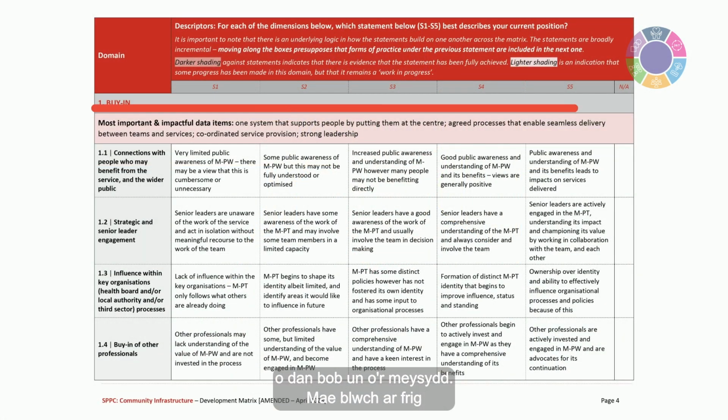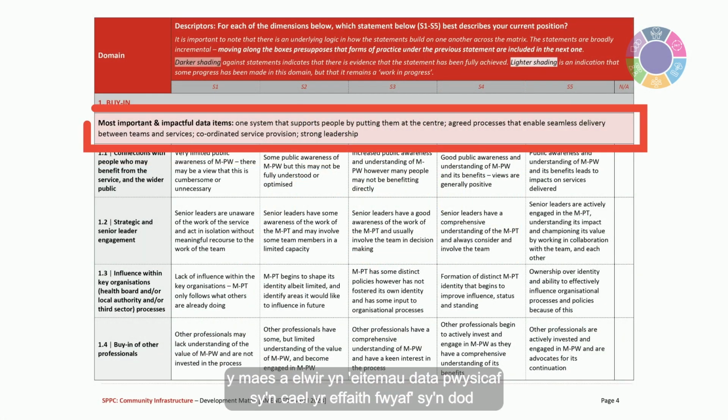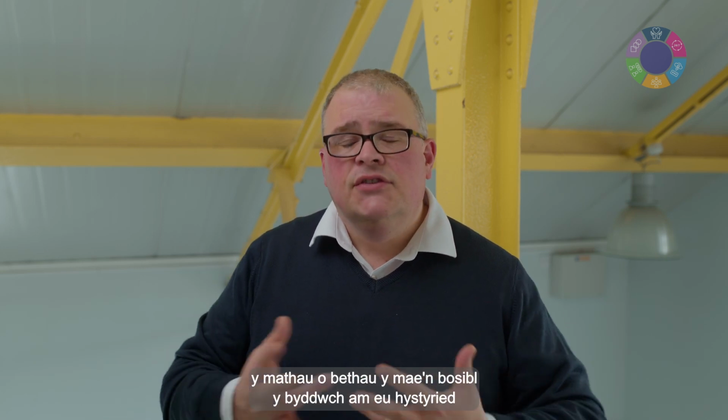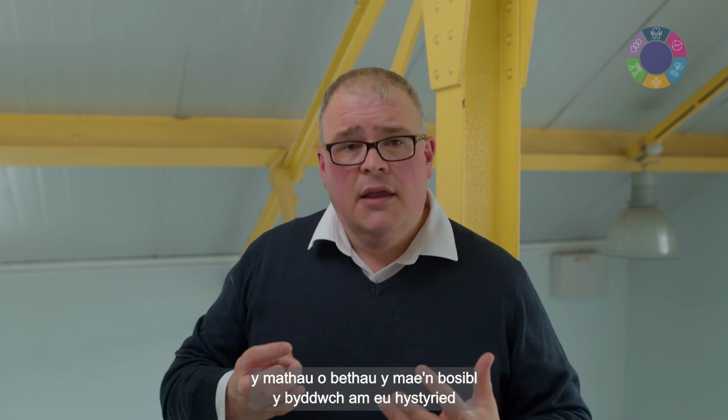There are 2 other things that are worth noting when we get in to see the detail underneath each of the domains. We've got a box at the top of the domain called Most Important and Impactful Data Items. That comes from an online consensus building exercise that we undertook with a range of practitioners. And it gives you the sort of things that you might want to be thinking about when you're making your assessment.